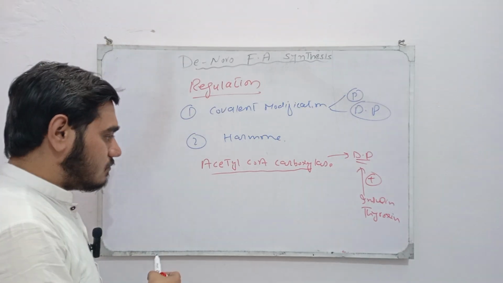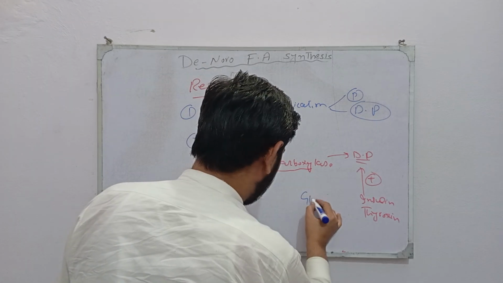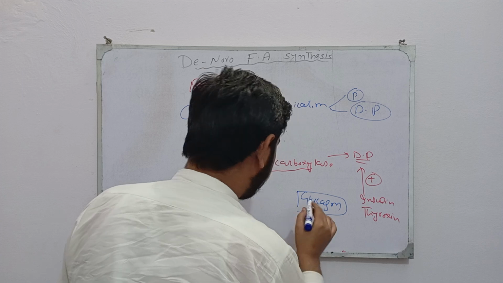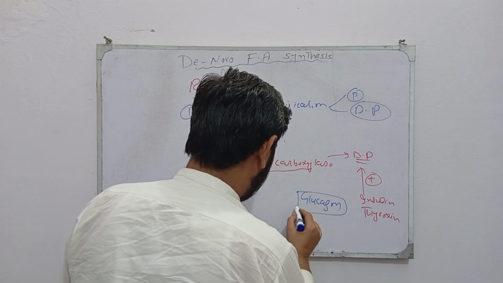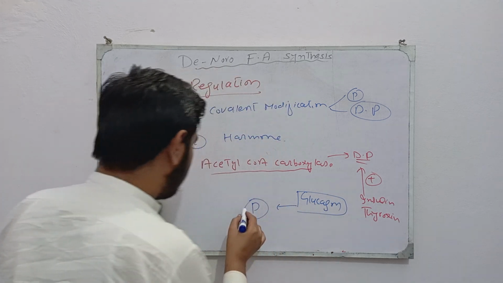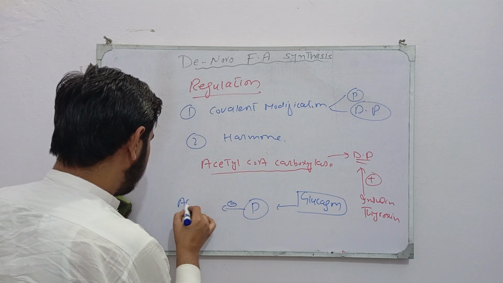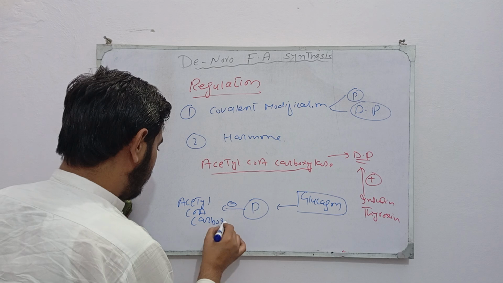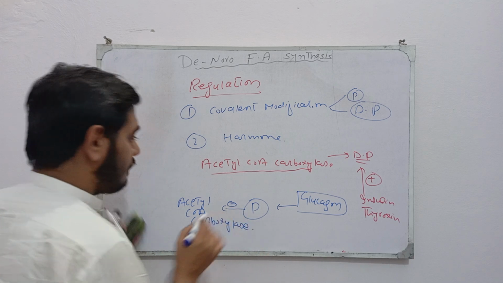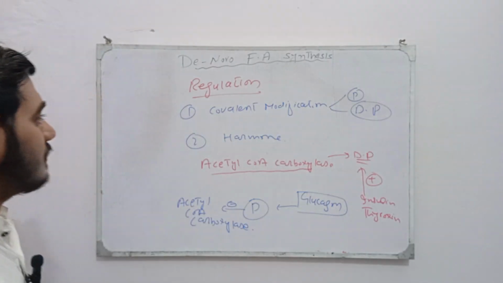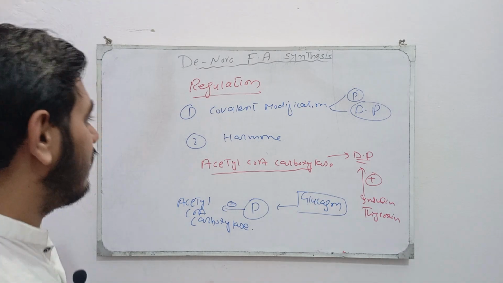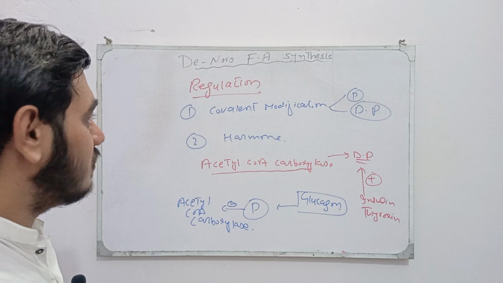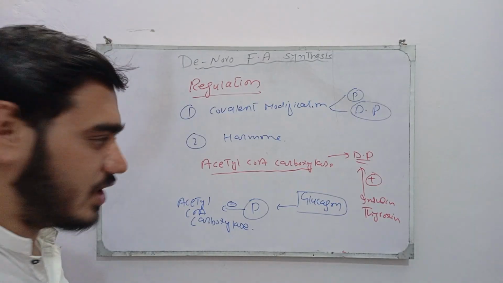While the glucagon hormone favors the phosphorylated condition, and it inhibits the acetyl CoA carboxylase enzyme. In this way, fatty acid synthesis is regulated. Through gene expression regulation, fatty acid synthesis is also regulated.